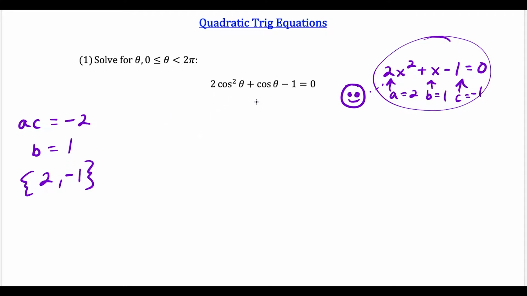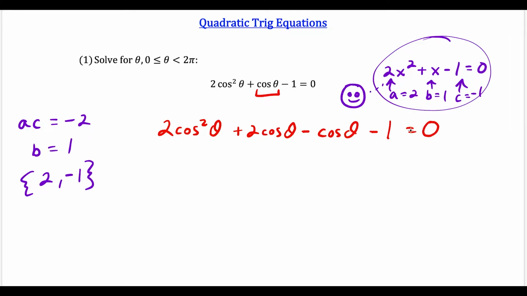So now what we do with this is we take this equation here and we're going to split up the middle term. So we're going to write this as 2 cosine squared theta. And instead of plus 1 cosine theta, we're going to have plus 2 cosine theta minus 1 cosine theta, or just minus cosine theta. And then we just tack on the minus 1 equals 0. So you could see that if we were to combine these two, it would bring us right back to this line. And now we're going to do factoring by grouping.